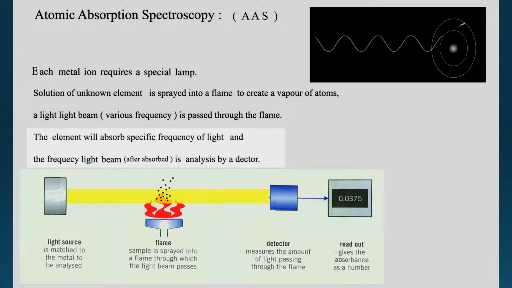And by counting the frequency of that light absorbed, it's going to be analyzed by the detector, and the detector will read out how much is being absorbed by the sample.